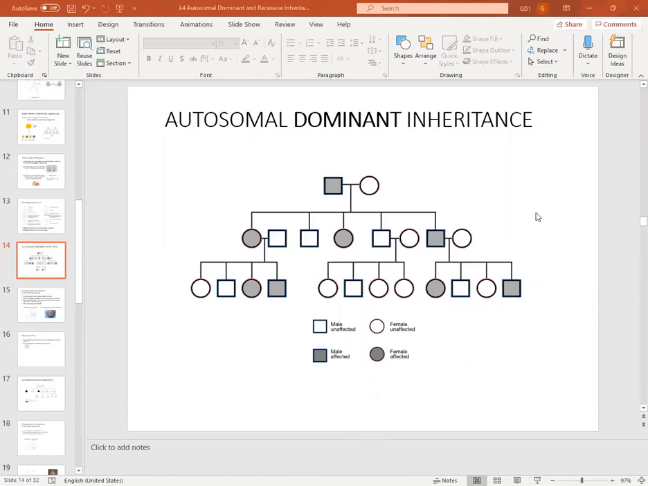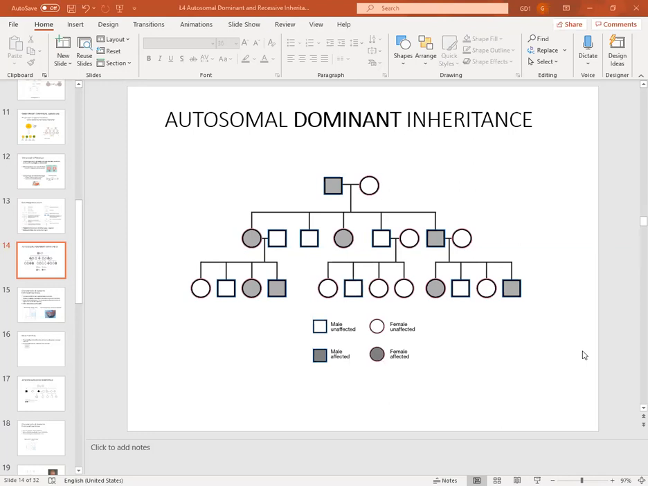So at first, you can see the dark squares or circles. You can see that both men and women have the disease, right? Men or women, they have the disease. That means you can say that it may not relate to the sex chromosome, right?